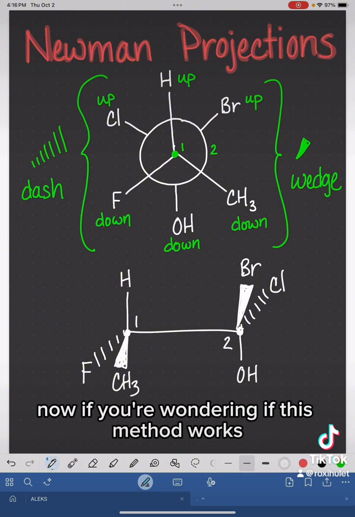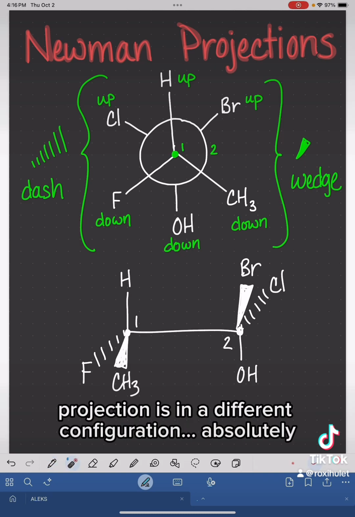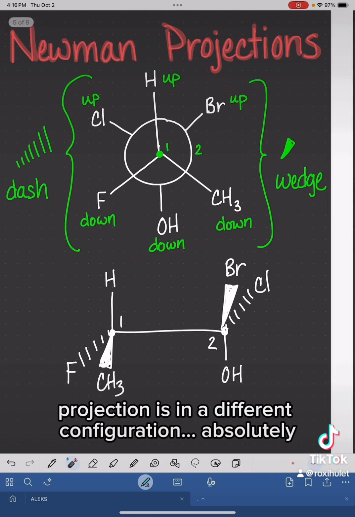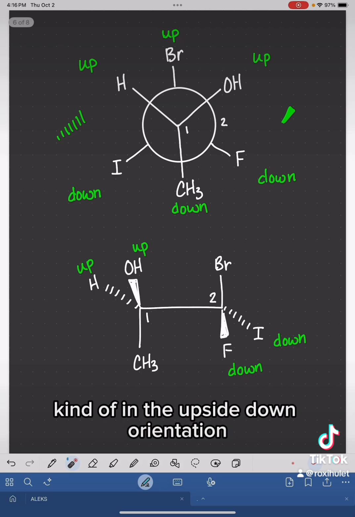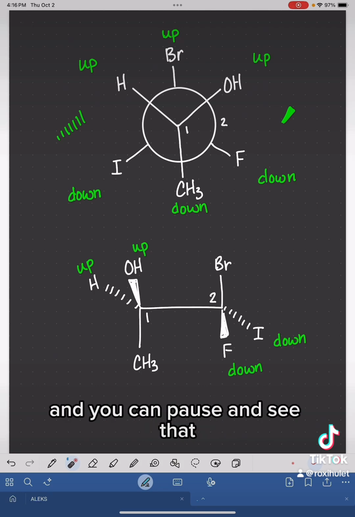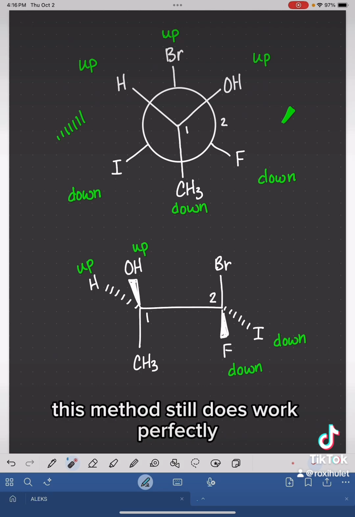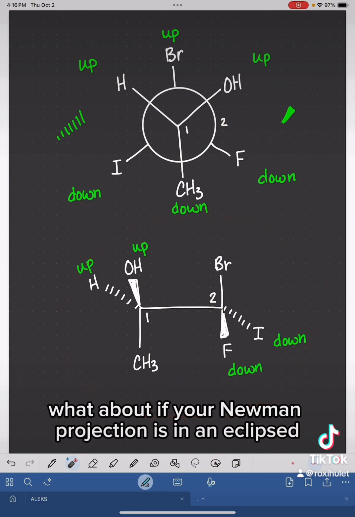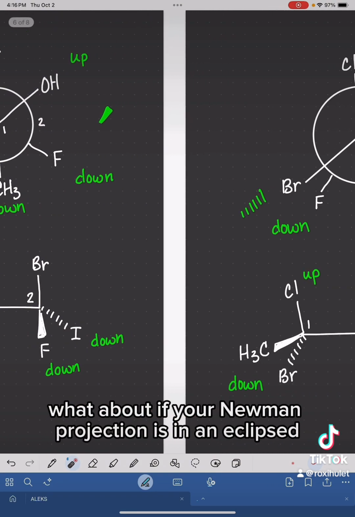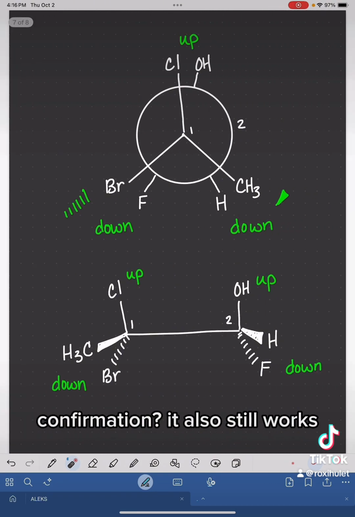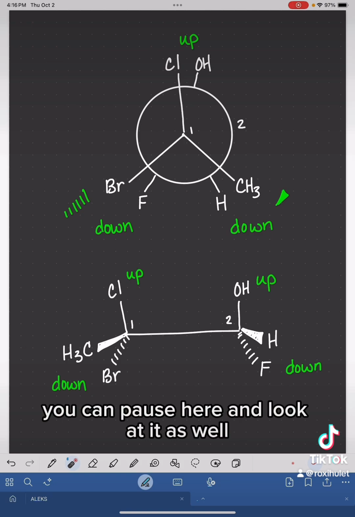Now, if you're wondering if this method works if the Newman projection is in a different configuration, absolutely. Here's a Newman projection that is just basically in the upside down orientation, and you can pause and see that this method still does work perfectly. What about if your Newman projection is in an eclipsed conformation? It also still works. You can pause here and look at it as well.